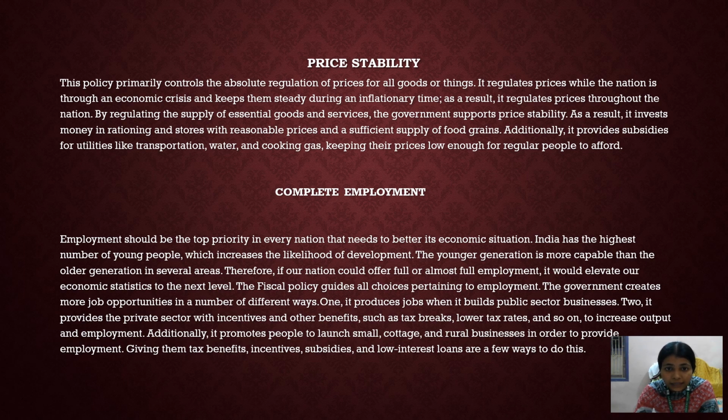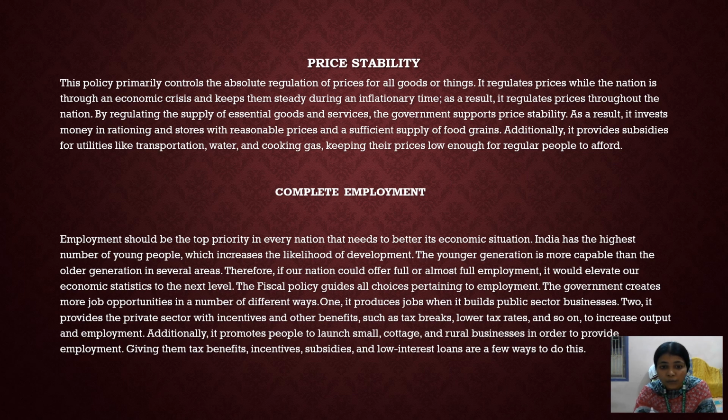Price stability is defined as the regulation of prices for all goods. It keeps economic growth steady during inflationary times. It regulates prices throughout the nation by regulating the supply of essential goods and services. The government supports price stability by investing in rationing and ensuring reasonable prices and sufficient supply of food grains. Additionally, it provides subsidies for utilities like transportation, water, and cooking gas, keeping prices low so regular people can afford them.